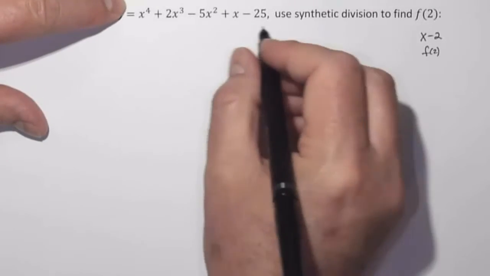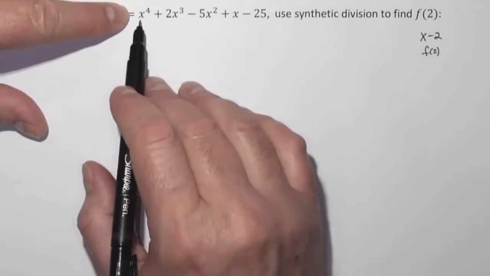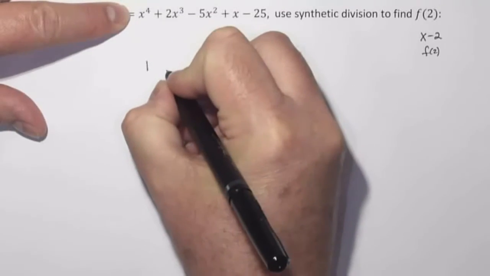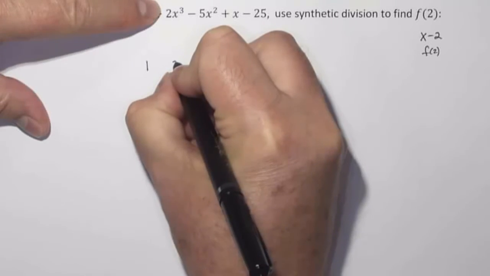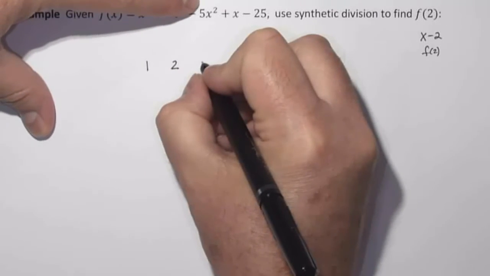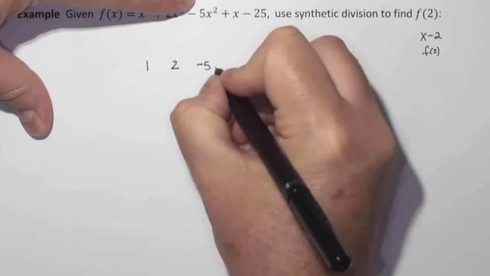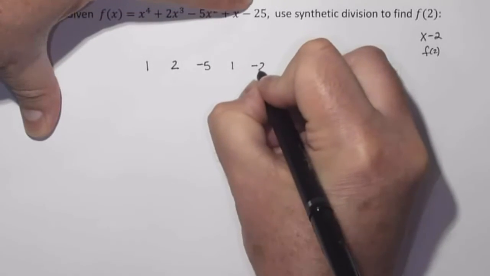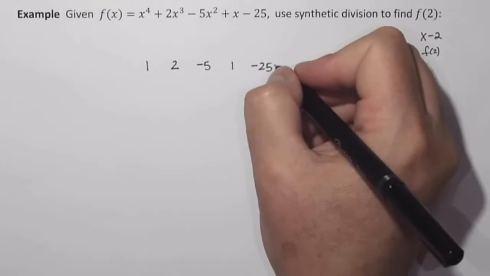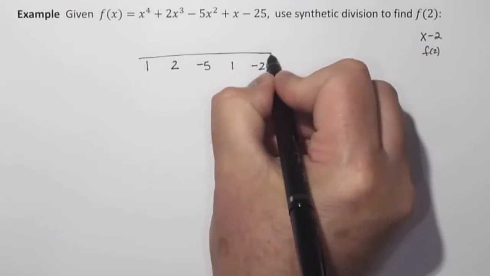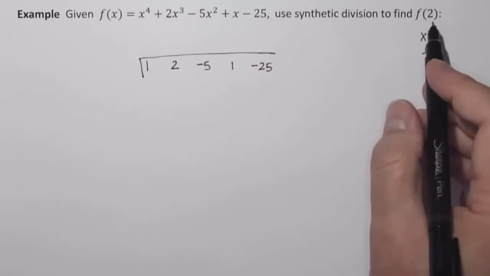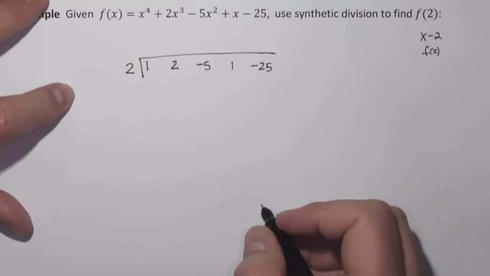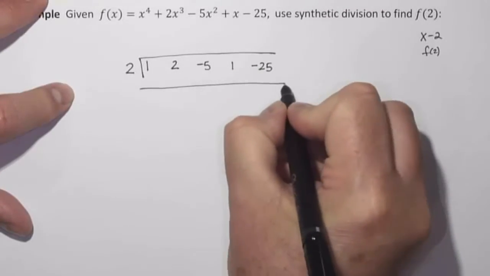To use synthetic division, we're going to write down our coefficients. Notice that there are no missing terms. The coefficient of x to the fourth is 1. The coefficient of x cubed is 2. The coefficient here is negative 5. For the x term, it's 1. And then our constant, negative 25. So I've written down all of the coefficients. And since I'm wanting to find f of 2, I'm going to write 2 out here. And then I'm going to complete our synthetic division process.